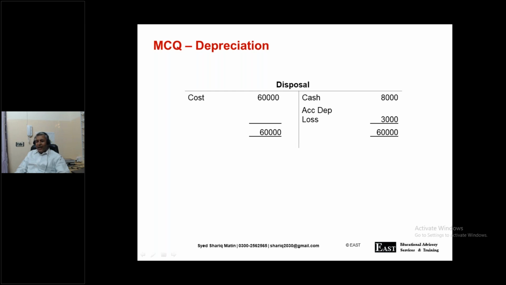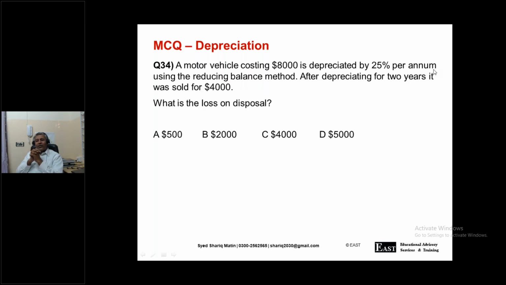So there we are. Next, this one is an easy one, right? All you have to do is to calculate depreciation on reducing balance method for 2 years and compare your net book value with the cash received, right? Try and find it out. The cost of the asset is 8,000. The cash received is 3,500. All you have to do is to calculate the accumulated depreciation to find out any loss or gain on disposal, right?